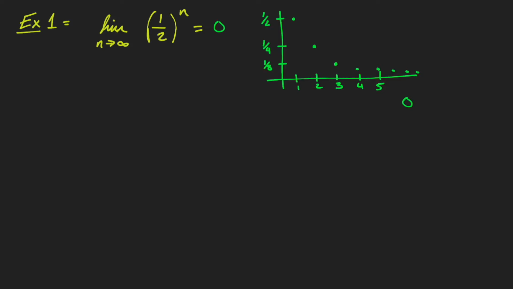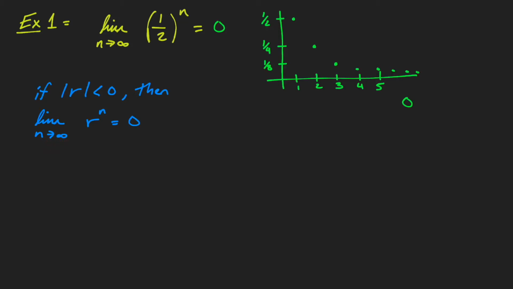There's a theorem for this, and it's in your textbook as well. If the absolute value of r, and we'll discuss what r is in a moment, is less than 1, then the limit, as n approaches infinity, of r raised to the n will always equal 0. So basically whenever the absolute value of your constant is less than 1, you will always get 0 as you approach infinity.